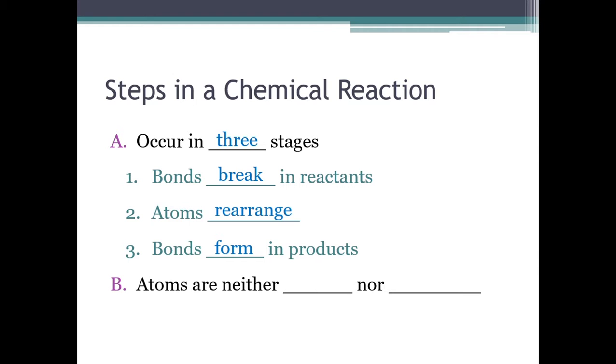And again, I cannot stress this enough, the atoms are neither created nor destroyed. The bonds are created, the bonds are destroyed. That happens so that the atoms can rearrange. But the atoms themselves are not created or destroyed. If you start with 12 magnesium atoms, you are going to end with exactly 12 magnesium atoms.